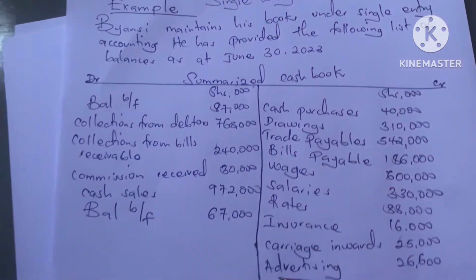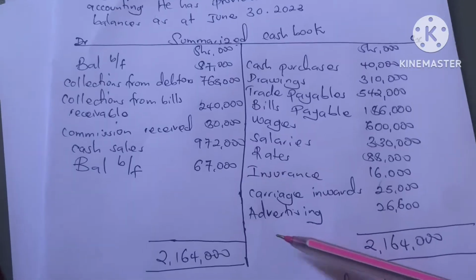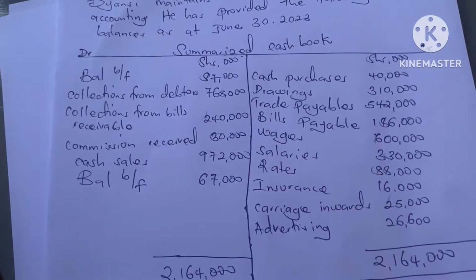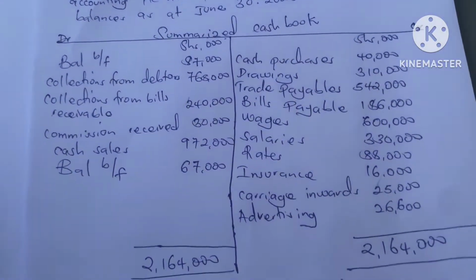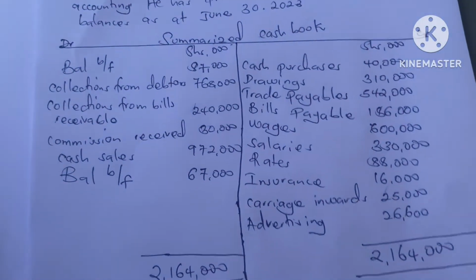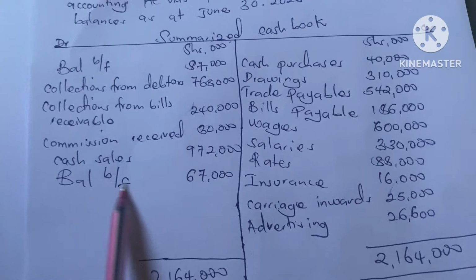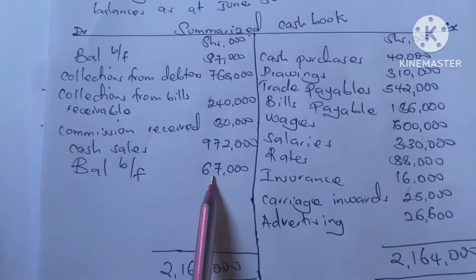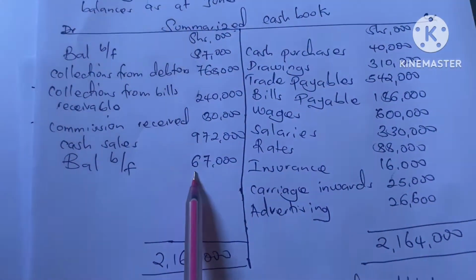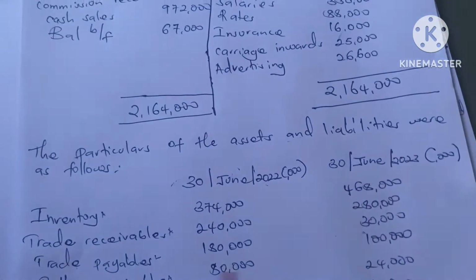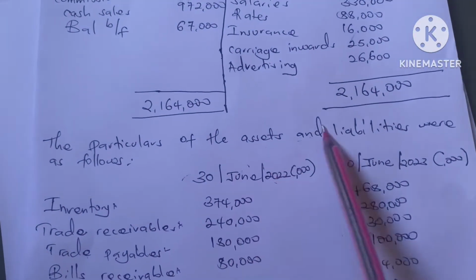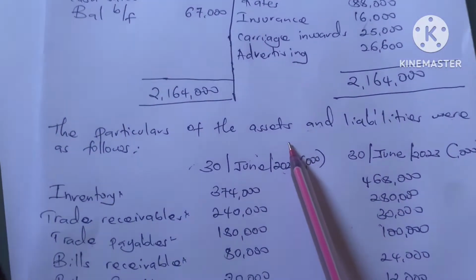So this is the cash book. They've given it to us and they've given us the closing balance, meaning we do not need to prepare a cash book in our workings, because the major reason for preparing the cash book is to determine this closing balance. But since we already have it, we won't need to prepare the cash book. Then we have the particulars of the assets and liabilities as follows.